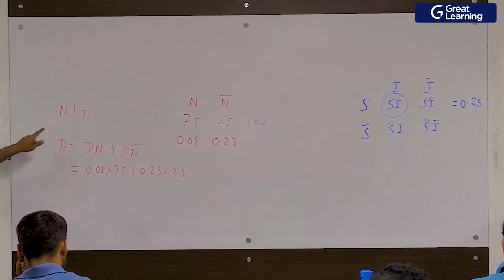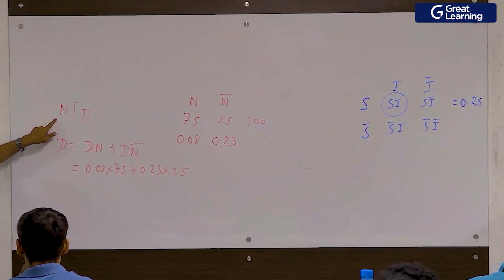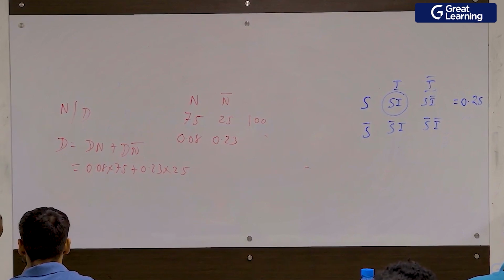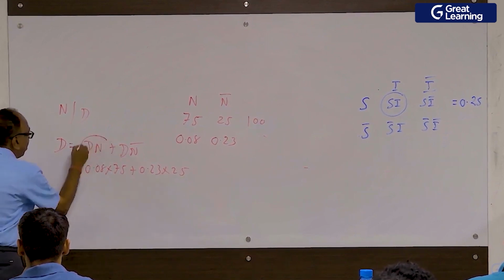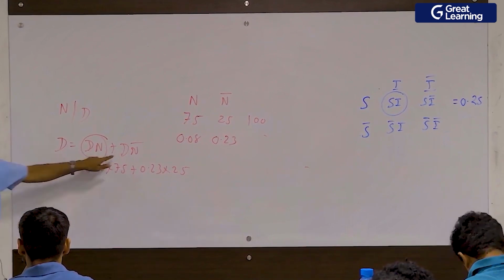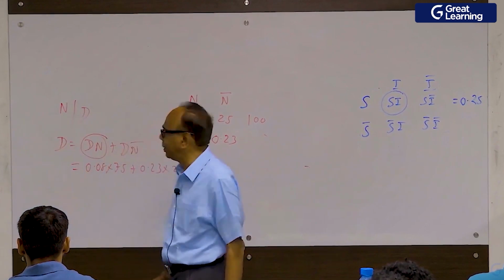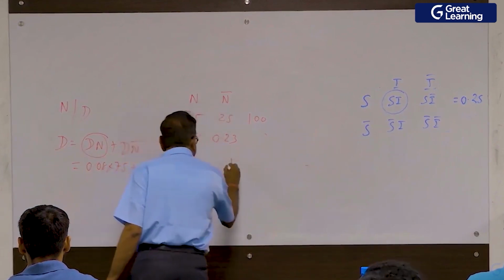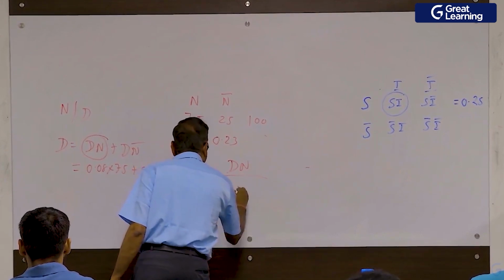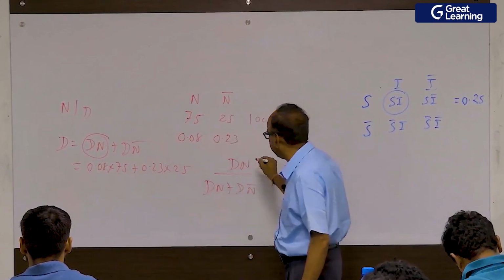Now, you want the answer: the probability that it is a new machine given defective. That means this term is the only term where the defective occurs. This term does not occur. Do you agree with me? Therefore, the required probability will be dn divided by dn plus dn bar. You have already computed the denominator.